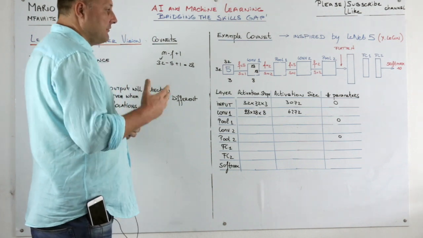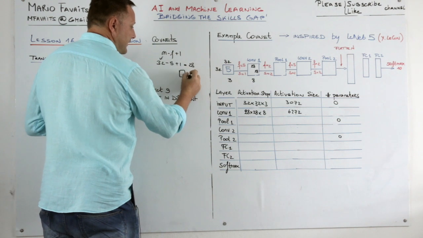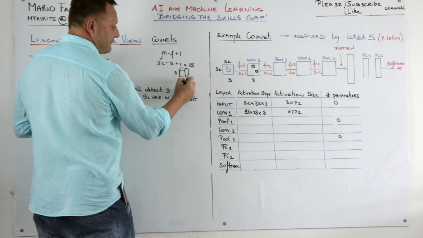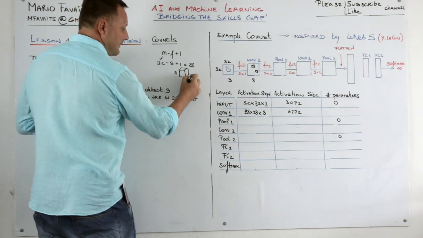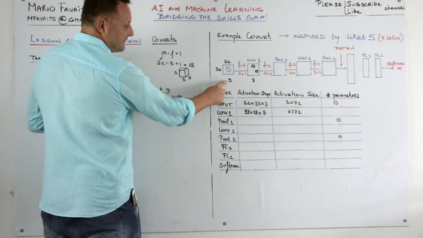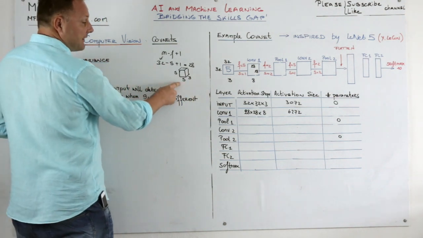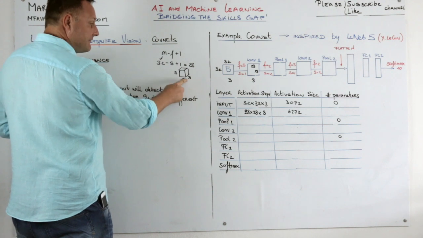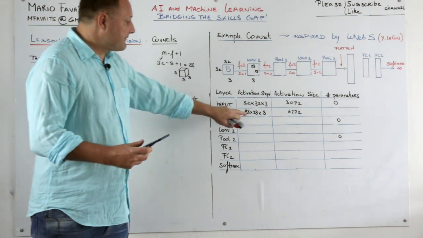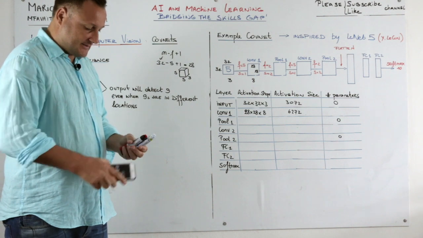The number of parameters comes from your filter. Your filter here is a block of height and width 5, and the depth is going to be 3, because the depth of the filter needs to be the same as the depth of the input. So you calculate this: 5 times 5 is 25, times 3 is 75, plus 1 for the bias is 76, and we have 8 of them. So the number of parameters is 8 times 76, which is 608.